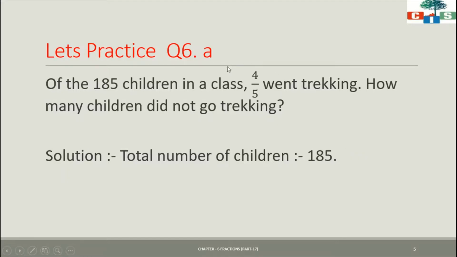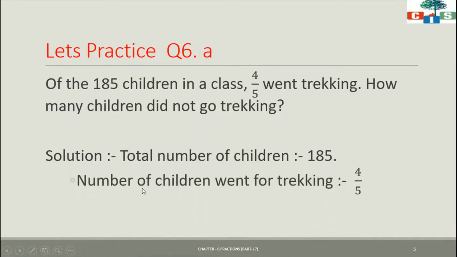Now we'll see the second number which is given in the question. Here we have a fraction, that is 4 by 5. What does this 4 by 5 indicate? This 4 by 5 indicates the number of children who went for trekking. So our second statement will be number of children who went for trekking is 4 by 5. Okay. Here a fraction is given. We have to find the number, that I will tell you how to do it.